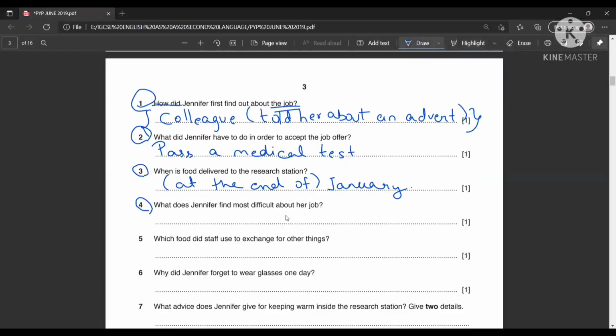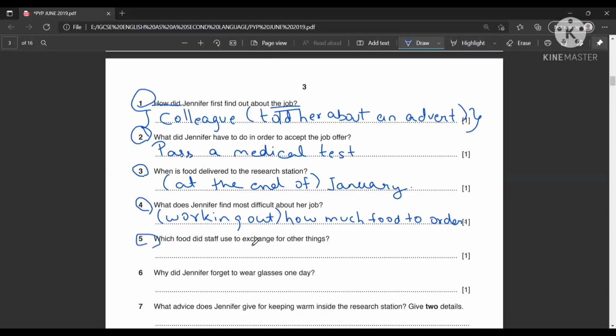We can write working out how much food to order, or we can just write how much food to order. You're going to get marks on both. If you write how much food to order, then also you're going to get the 1 mark. And if you write working out how much food to order, that is also correct. So let's move to the fifth question.